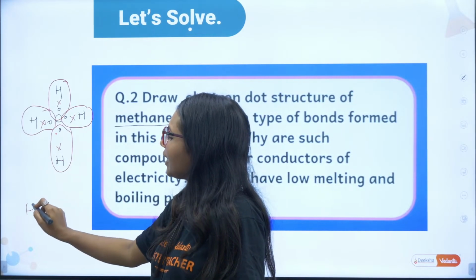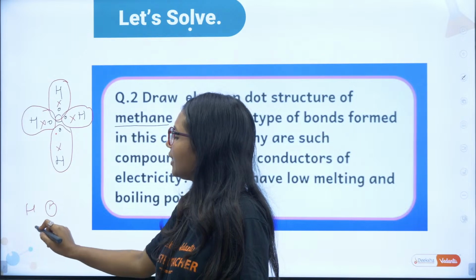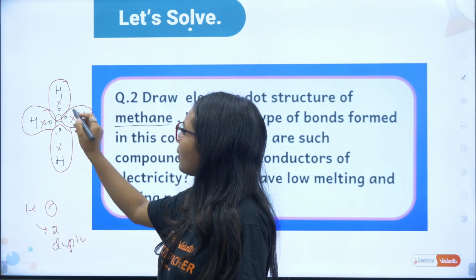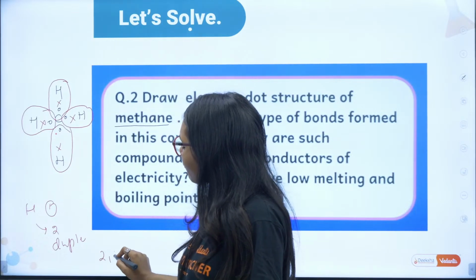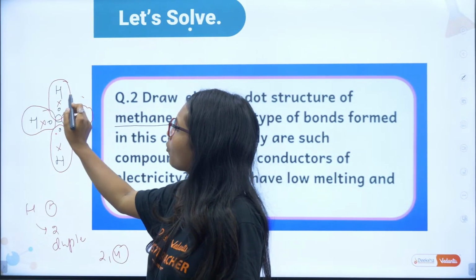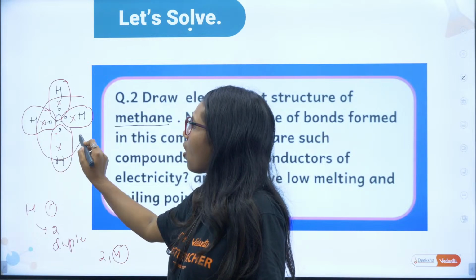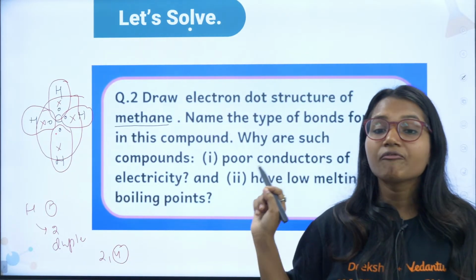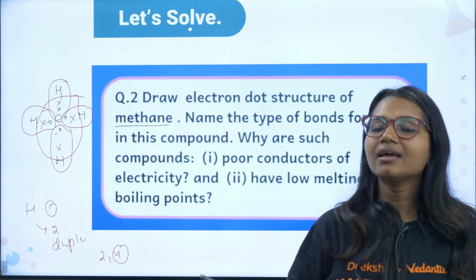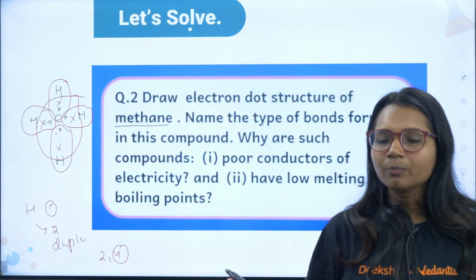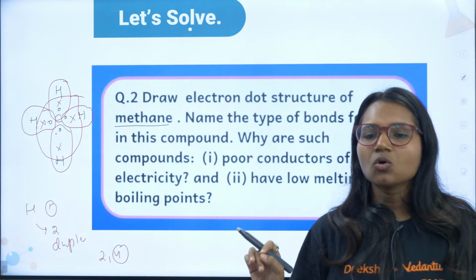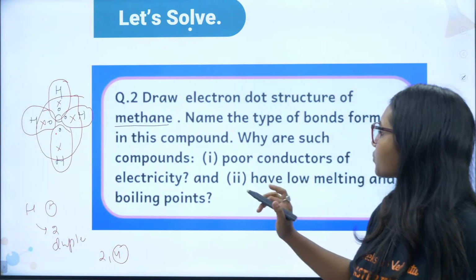Hydrogen has 1 electron in the outermost shell. It wants to complete the doublet. But carbon has 4 valence electrons. It needs 4 more, so the octet is complete for carbon. This is the dot structure for methane. Is that clear, guys? Understood? Yes? Fine? If you have understood, then I will take the next part.